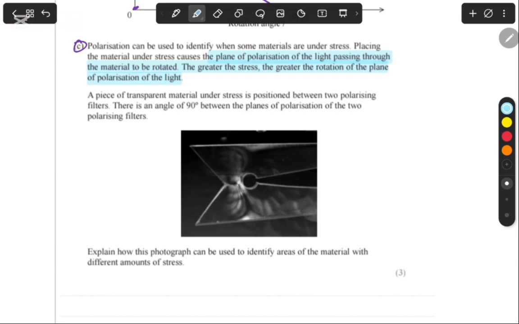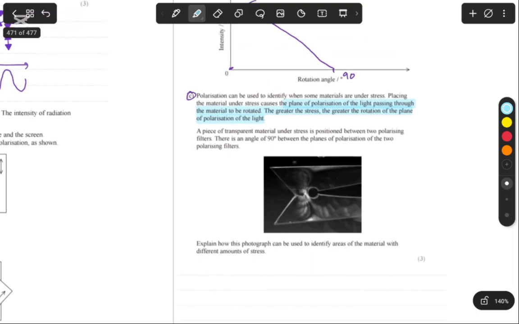Very important point. And it says a piece of transparent material under stress is positioned between two polarizing filters. There is an angle of 90 degrees between the planes of polarization of the two polarizing filters. Explain how this photograph can be used to identify areas of the material with different amounts of stress.